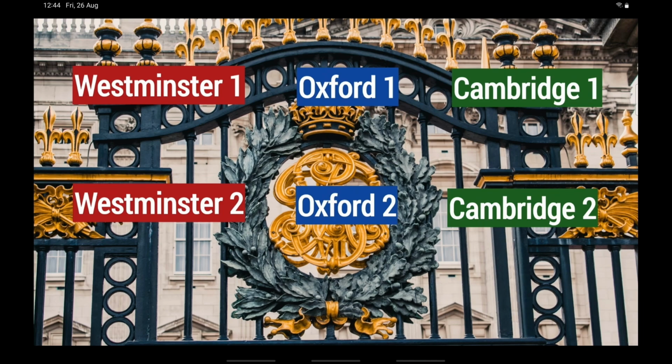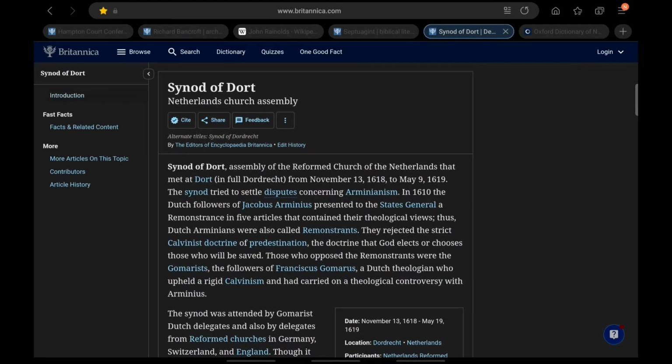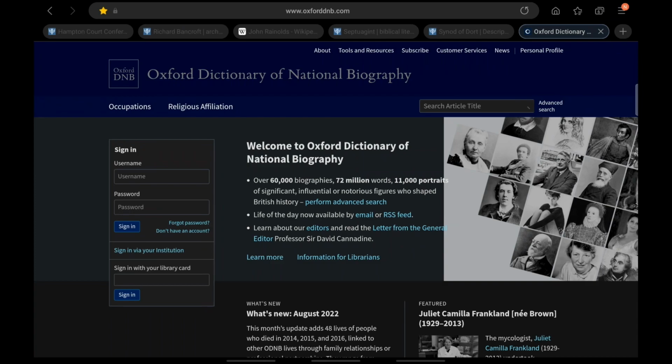This is why I find it odd that some people believe that they weren't qualified to produce this translation. They were the leading experts of their day. I may do a separate video on them highlighting their talents, but if you wanted a list of names, many of them were listed in the Oxford Dictionary of National Biography.